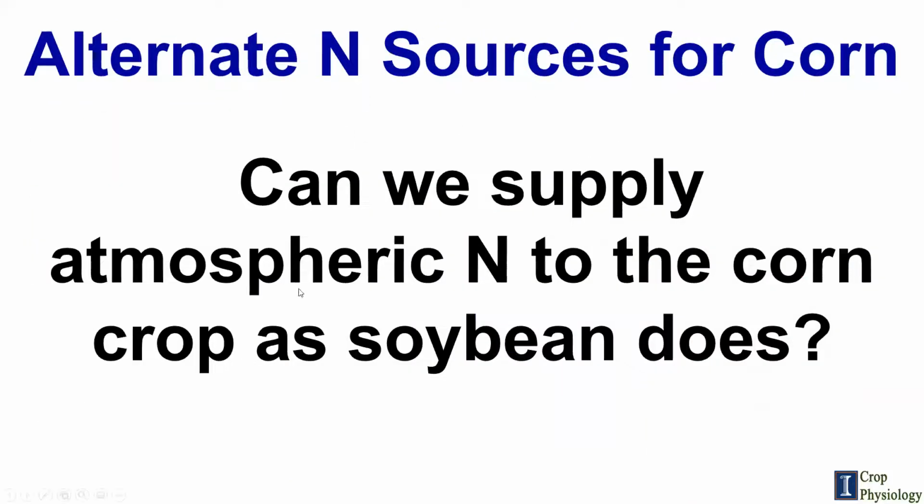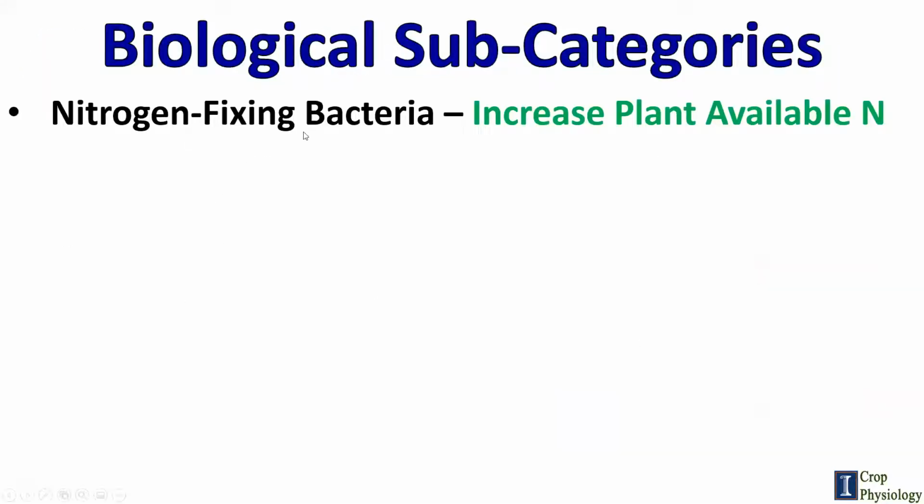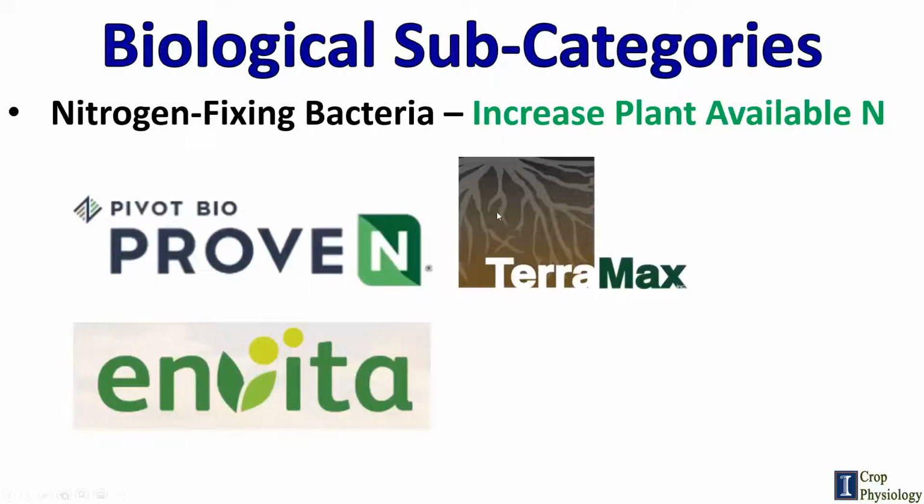Can we supply atmospheric nitrogen to the corn like a soybean crop would? Can we get away from some of that fertilizer requirement and find a new source? Enter, again, these nitrogen fixing bacteria. So I'm going to put three companies up there. Industry is driving this, because they've got a lot of the resources and reach, but they're working with universities to really understand this. So I put these up here.